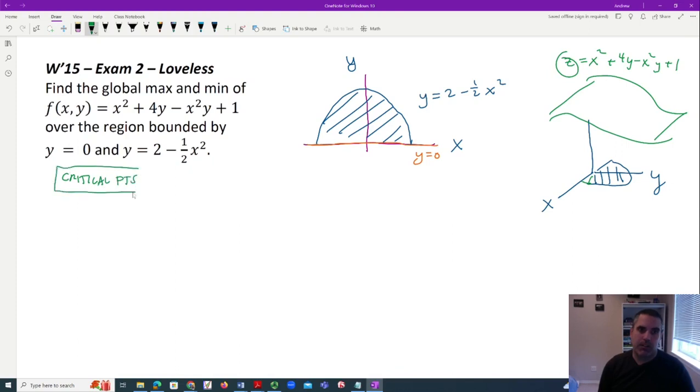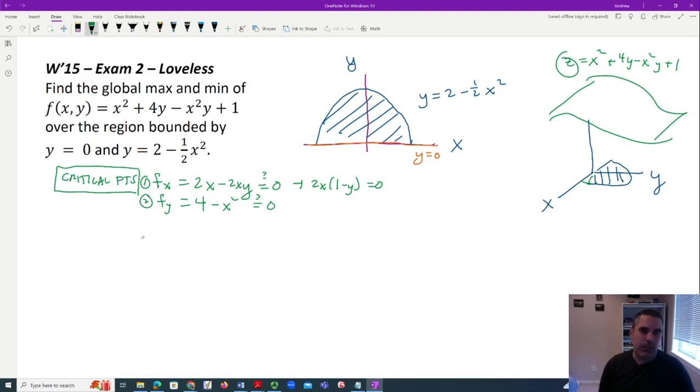This is more about organization than anything else. So on a test, I would want to see someone say, okay, I'm going to compute the partial with respect to x, 2x minus 2xy. I'm going to compute this partial with respect to y, 4 minus x squared. I'm going to set equal to 0. If there's anything I can factor, I'm going to do that. So 2x(1 minus y) is 0. And then you're going to combine and solve.